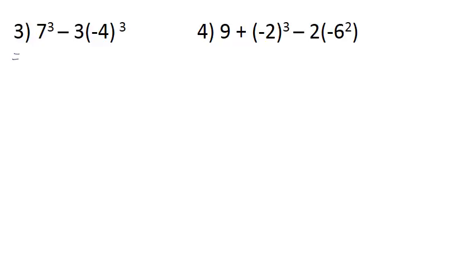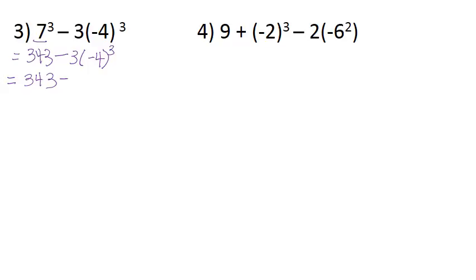So the first thing I'm going to do is 7 to the power of 3. And 7 to the power of 3 gives me 343. Then I have that minus 3 times (negative 4) to the power of 3. So now I have 343 minus 3 times (negative 4) to the power of 3.